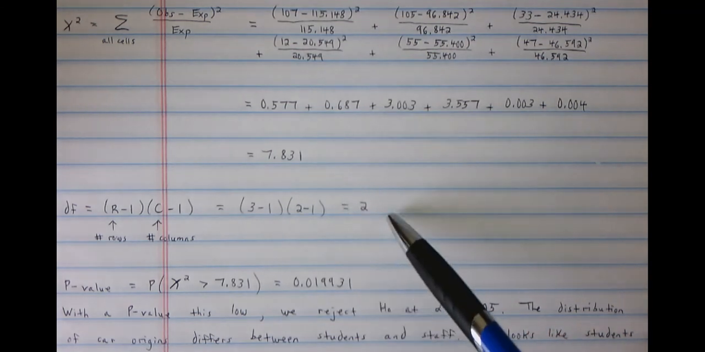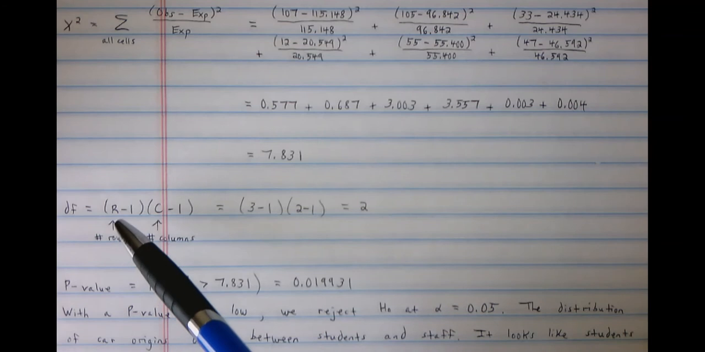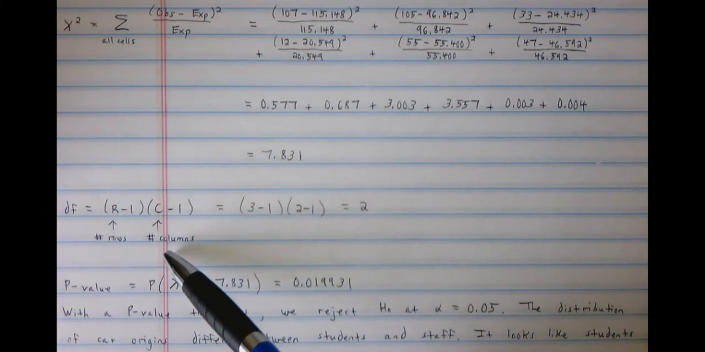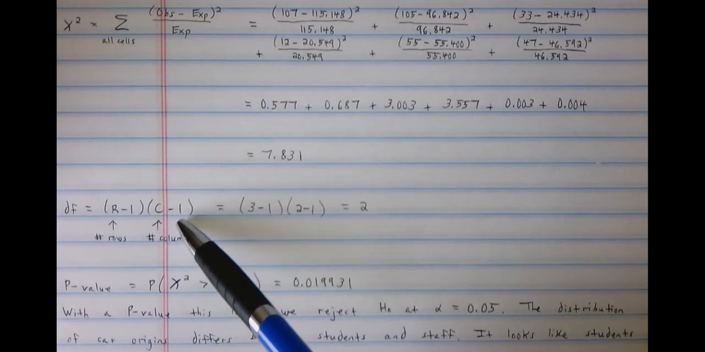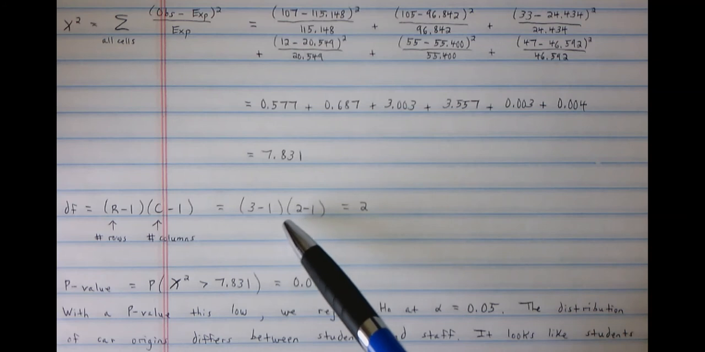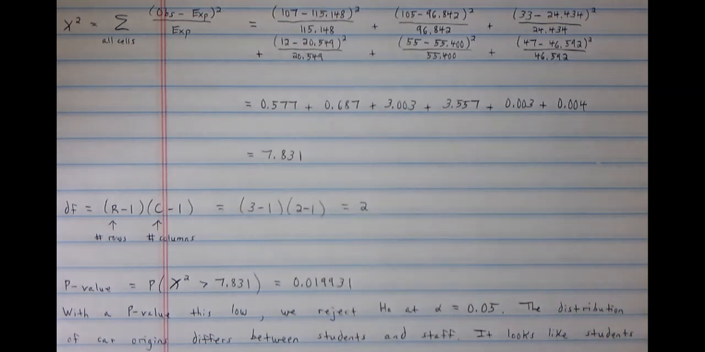Now, determining the degrees of freedom is a little different here. What you do is you take the number of rows R in your contingency table and you subtract 1 and multiply by the number of columns C in the contingency table minus 1. So for us, we had 3 rows. So we take 3 minus 1 times, there were 2 columns, 2 minus 1, to get 2 degrees of freedom.